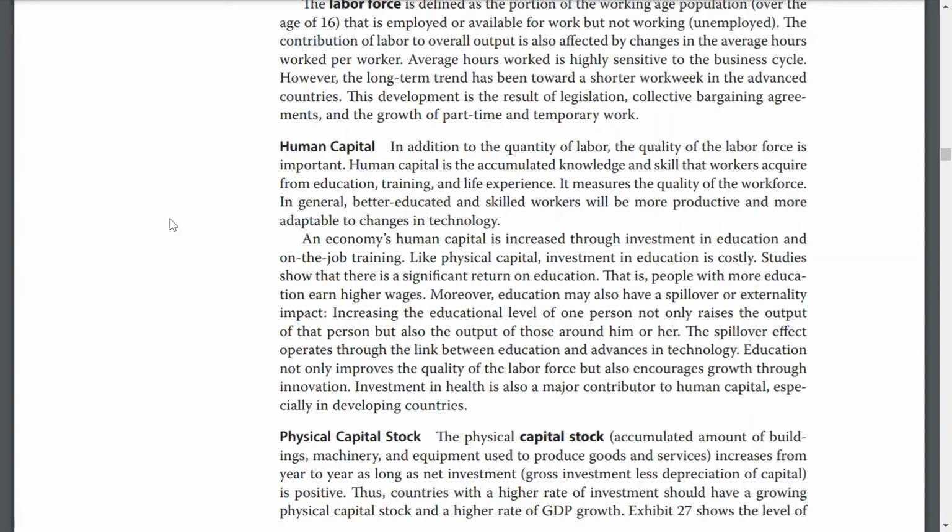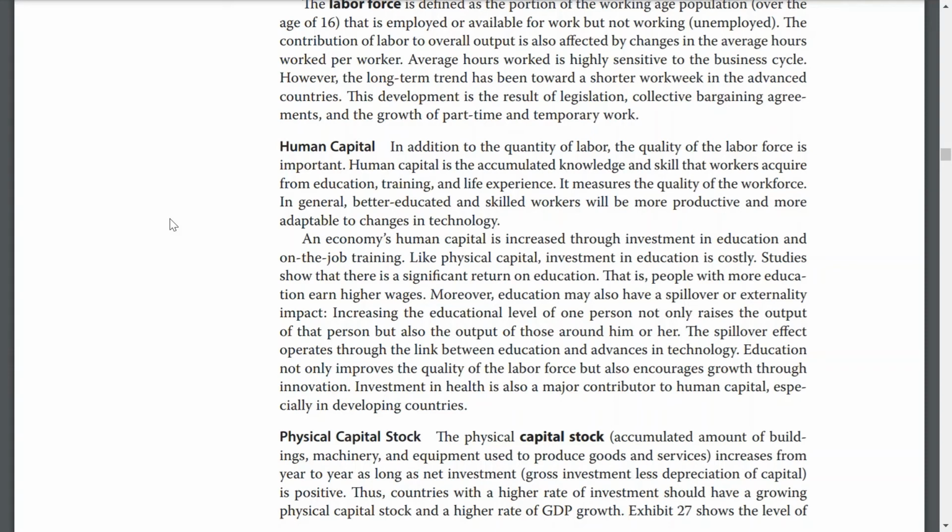In economies, human capital is increased through investment in education and on-the-job training. Like physical capital, investment in education is costly. Studies show that there is a significant return on education. That is, people with more education earn higher wages. Moreover, education may also spill over into externality impacts.